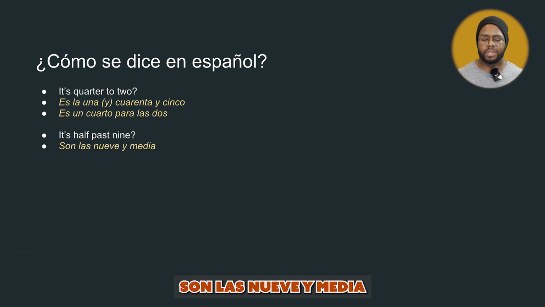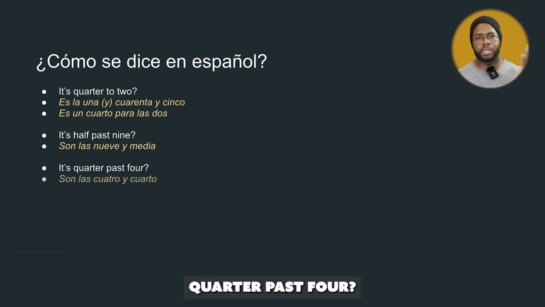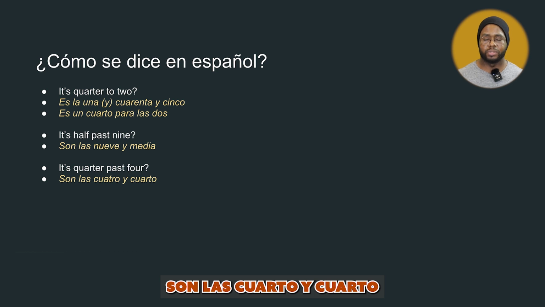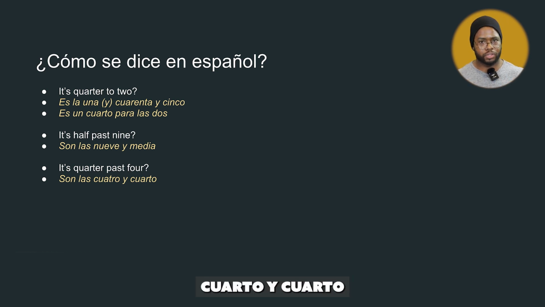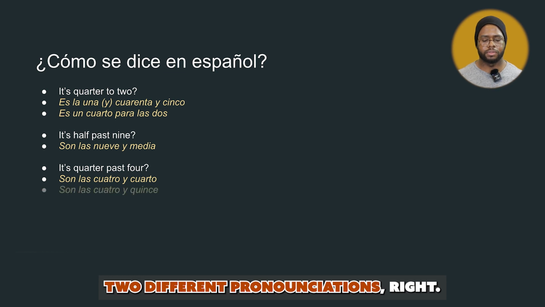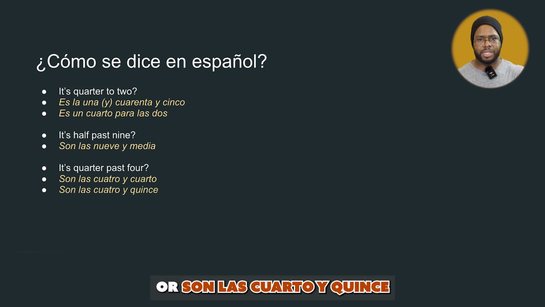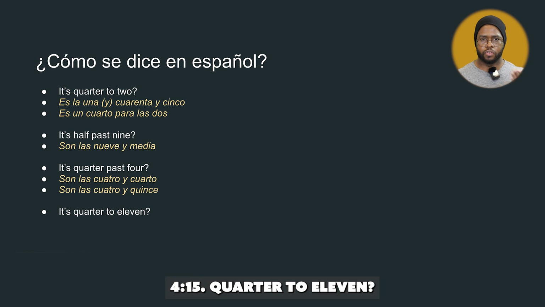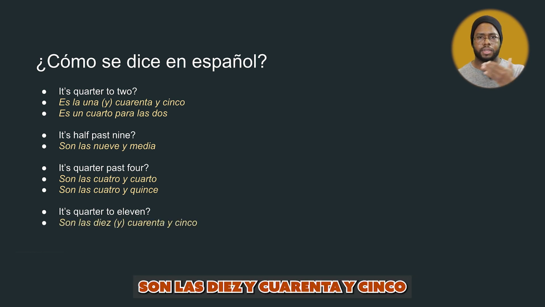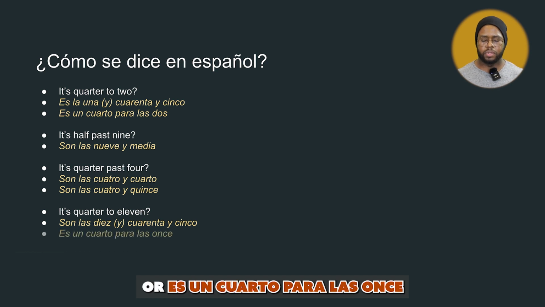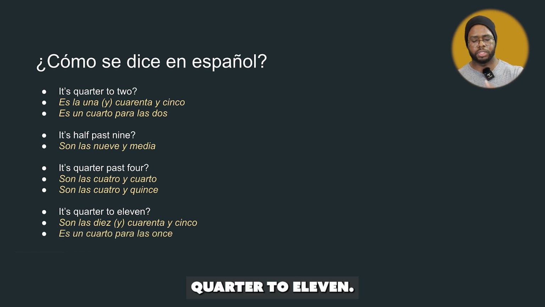9:30, son las 9:30. 4:15, son las 4 y cuarto, or son las 4:15. So it's two different words, two different pronunciations, right? Or son las 4:15, if you want to use, it's 4:15. Quarter to 11, son las 10:45, or es un cuarto para las 11, quarter to 11.